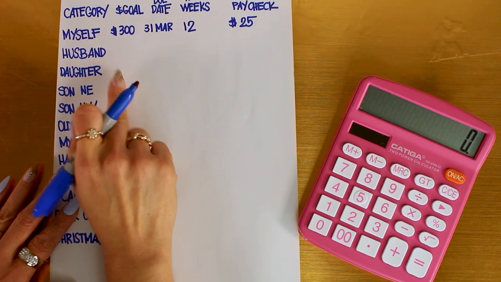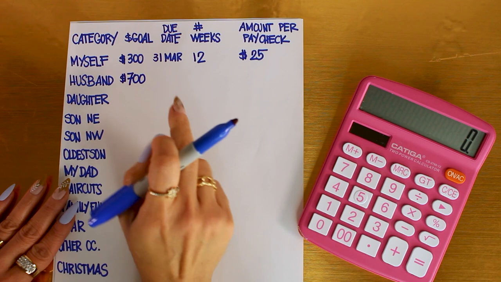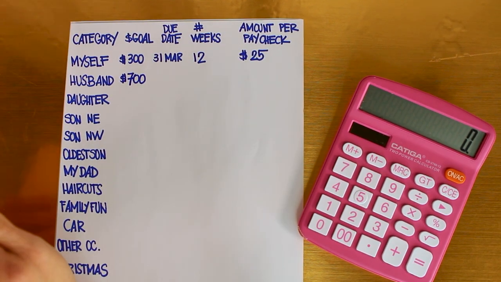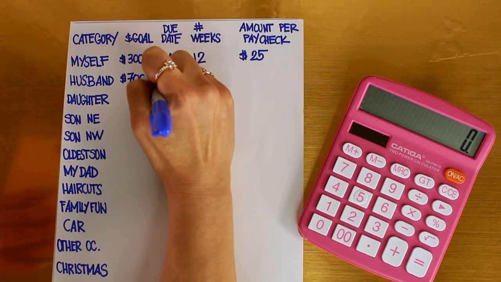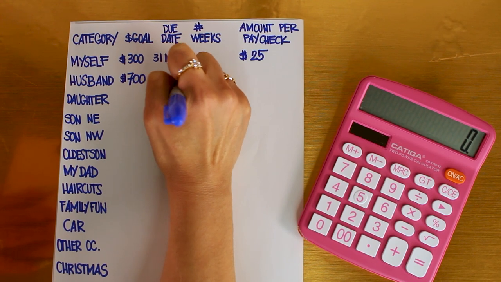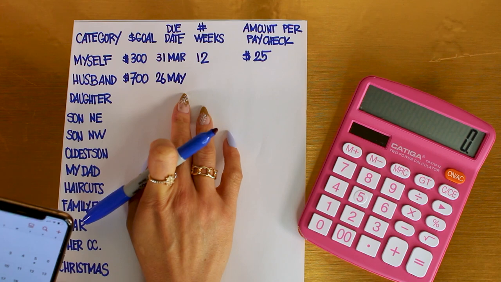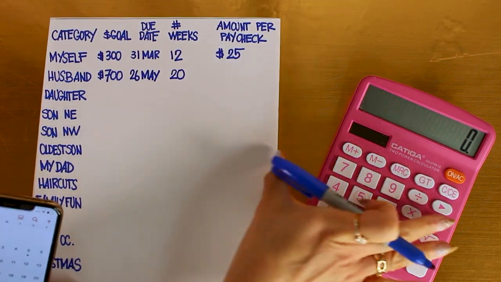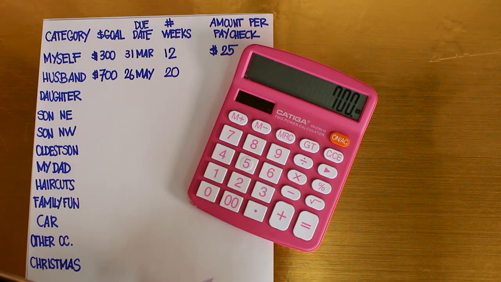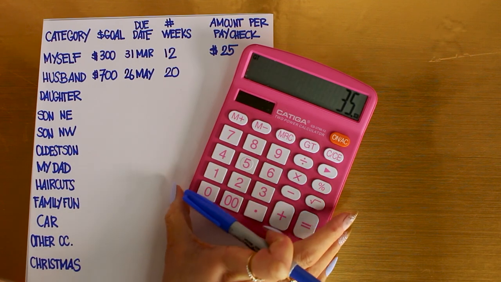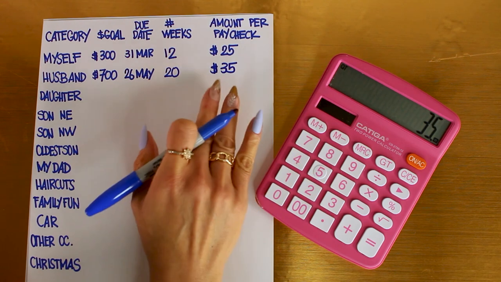Okay, so I'm going to set the goal here for $700 there. And let's see on my calendar. I'm gonna need the money by 26 of May. Okay, and so that's how many weeks from today? That's about 20 weeks. Okay, you guys, so I'm going to take my goal amount of $700 and I'm going to divide that by 20 weeks. And that gives me $35 to put away per paycheck or every week.